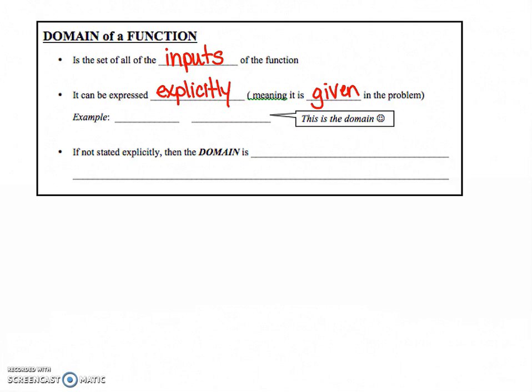For example, they might say that your function is f of x equals x squared, and then the domain part would say for 0 less than or equal to x less than or equal to 5. So that tells you that all your x values lie between 0 and 5 and include 0 and 5. So that would be your domain. If it's not expressed explicitly, then the domain is going to be all reals. So keep that in mind. If they don't give you a domain, then you assume the domain is all reals.